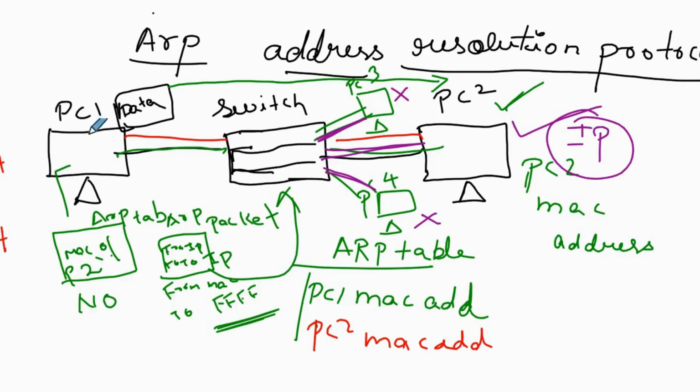Afterwards, after getting the PC2's MAC address, the data will be forwarded to the switch, and the switch will forward it to PC2. Now PC2 got the data. This ARP is a layer 2 protocol. So we have seen keenly how ARP works in layer 2.